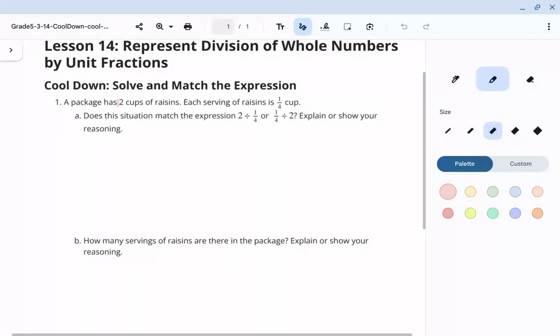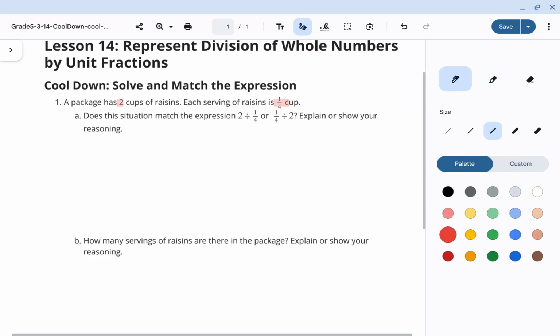So I'm going to go ahead and highlight those key numbers that we see as we read and reread this in order to answer A. A says, does this situation match the expression 2 divided by 1/4 or 1/4 divided by 2? Explain or show your reasoning.